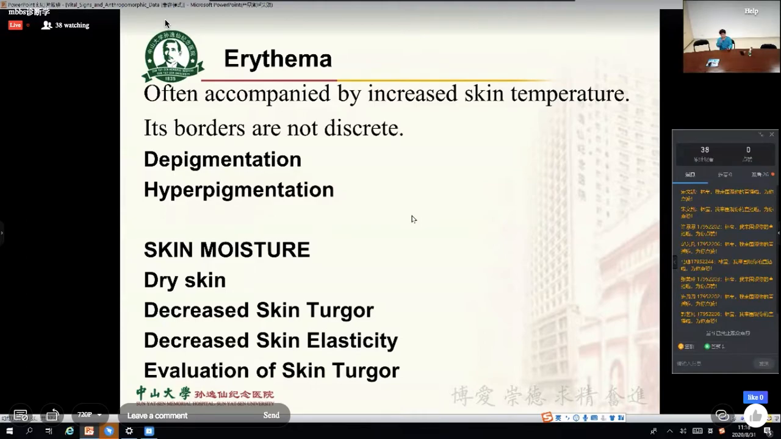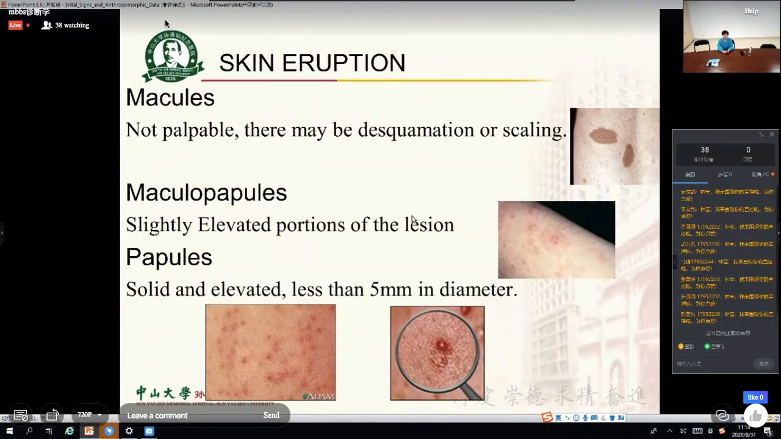Evaluation of the skin turgor can help us to prescribe an adequate amount of liquid for infusion into the patient's body when they have dehydration. So the skin turgor is an important thing that we need to check. And also there are the skin eruptions.